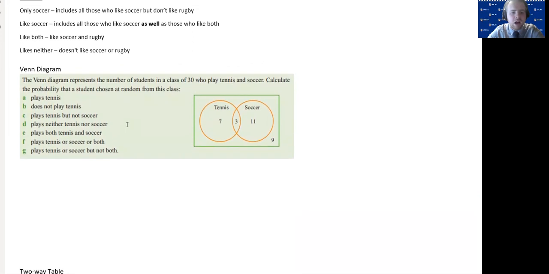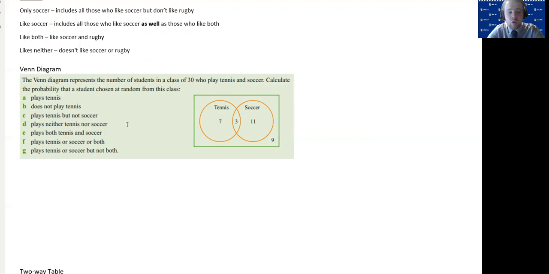So the Venn diagram represents number of students. There are 30 students in a class who play tennis and who play soccer. And we need to calculate the probability that a student is chosen at random from the class. So we've got this survey data, and now we're going to use that. We've worked out the relative frequency, and we're going to use that to estimate the probability of finding a student.